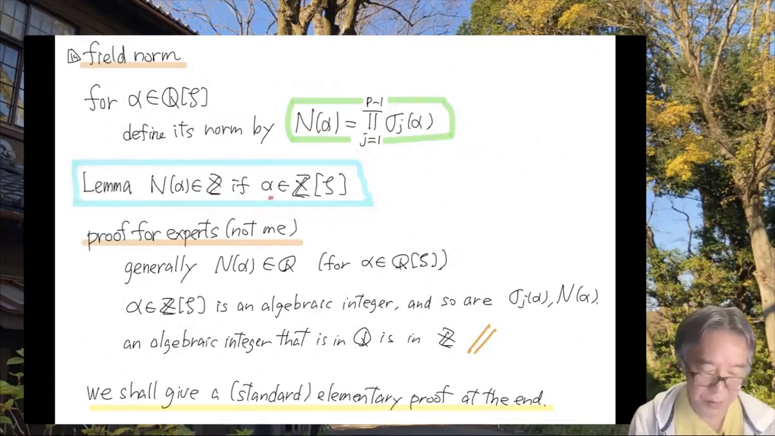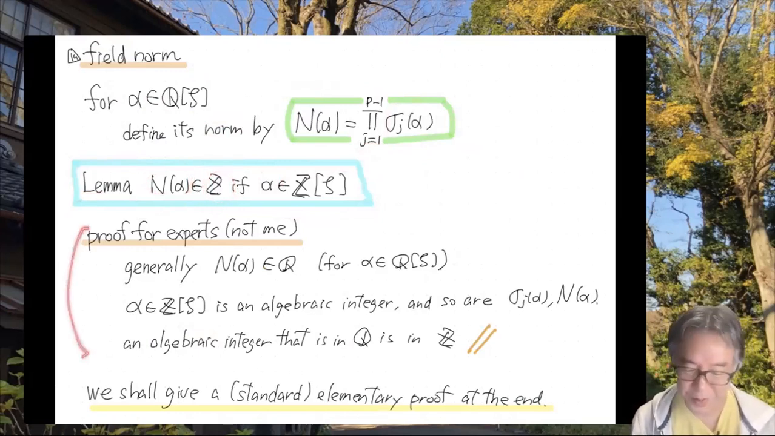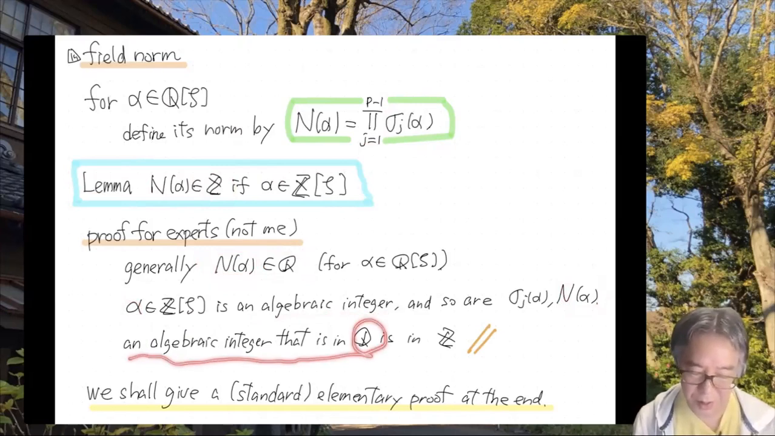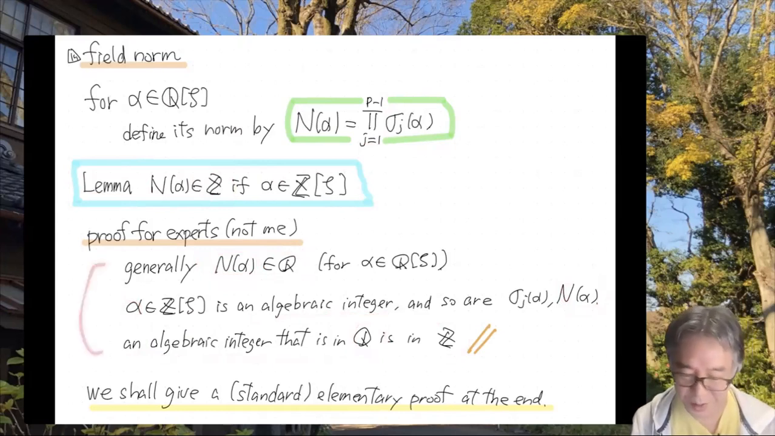If alpha is an element of this, so the coefficients are all integers, then the norm of alpha is an integer. Here's a proof for an expert, not for me and probably not for you. From the general theory of fields, you know that the norm is a rational number. This alpha happens to be an algebraic integer, which means that the norm of alpha is also an algebraic integer. But it's well known that an algebraic integer that is rational must be an integer. QED. But of course, I'm sure this does not make sense to most of you, and I will give again a standard but elementary proof, which only uses very elementary linear algebra. Anyway, we have this lemma.